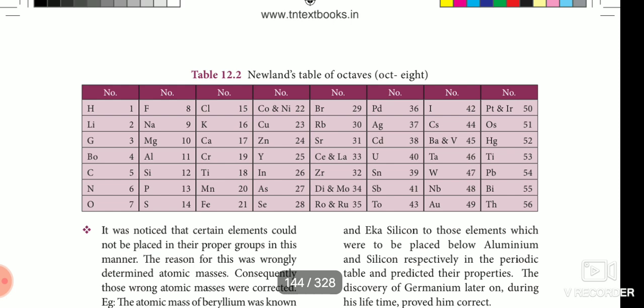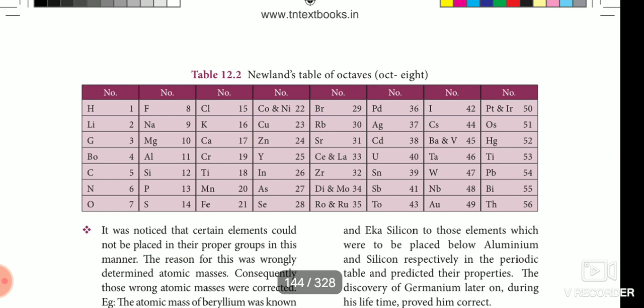Hydrogen and fluorine have similar properties, lithium and sodium have similar properties, germanium and magnesium have similar properties, and palladium and aluminium have similar properties. So every eighth element has similar properties to the first element.